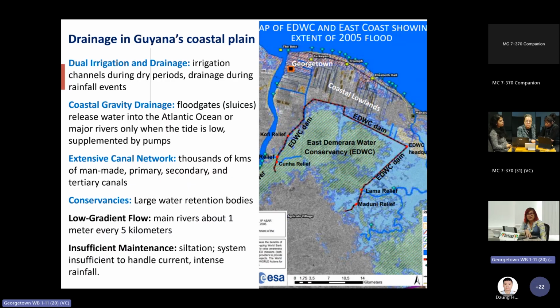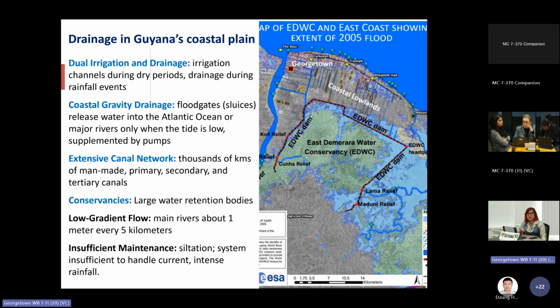So, as I mentioned, the coastal plain of Guyana was predominantly agricultural for hundreds of years. And so what we actually see as this very nicely laid out canal system was intended to be dual function, irrigation and drainage, but for an agricultural land use, developed, built and planned for agricultural land use. It's a coastal system, so the system comprises floodgates or sluices, or pokers, as they call them here, an extensive canal network, and of course supplemented by pumping capacity and these large water retention bodies, which are called conservancies.